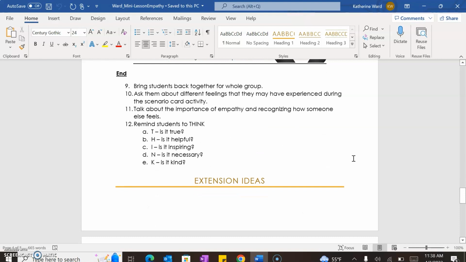At the end of the lesson, students were asked about their experiences with the scenario cards. We also talked about the importance of empathy and recognizing how someone feels. At the end of the lesson, we wrapped it up by talking about the acronym for THINK. T, is it true? H, is it helpful? I, is it inspiring? N, is it necessary? And K, is it kind?